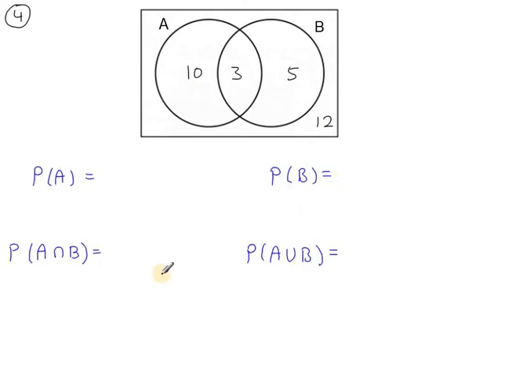So we want to work out these probabilities. So A is just 10 plus 3, 13 out of 30. Probability of B, that's the 5 plus the 3, that's 8 out of 30. A and B, this region, so 3 out of 30. A or B or both, so that's everything in A, everything in B, so that's the 10, the 3 and the 5 added together, so 18 out of 30. So we get these probabilities.